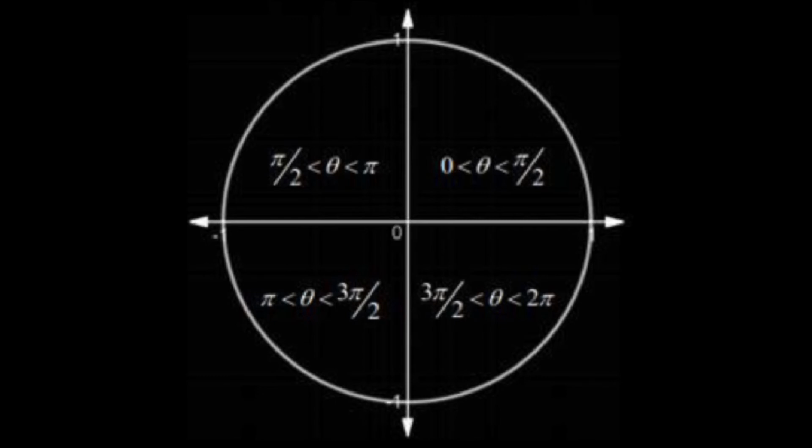For example, sine is positive in quadrants 1 and 2. Cosine is positive in quadrants 1 and 4, and tangent is positive in quadrants 1 and 3. I'll say that a little bit more slowly so that you can get it down in your notebook because you're totally taking notes right now. Sine is positive in quadrants 1 and 2. Cosine is positive in quadrants 1 and 4. Tangent is positive in quadrants 1 and 3.